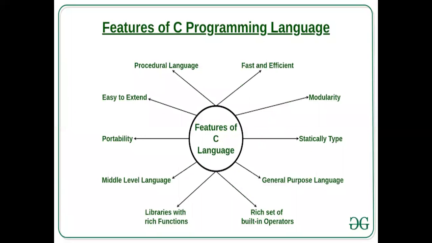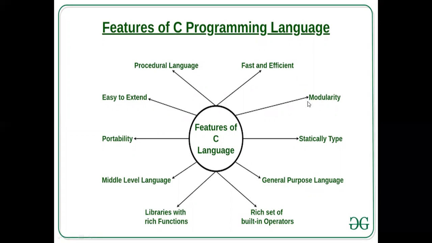So the next topic is features of C programming language. What are the features? We have looked into the applications, the uses, the history of C language, everything. So let us now have a key idea about how many features there are of C programming language. The features of C programming language are: firstly, it is fast and efficient.